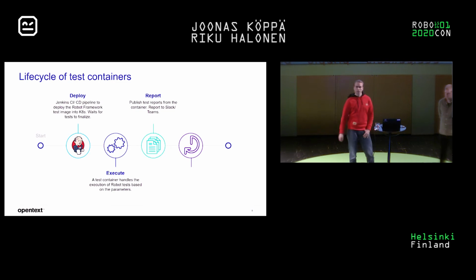Once the tests have been run to completion, the custom test runner will publish the test reports from the container to our QA reporter, and it will also report to Slack and Teams as described before. The final thing the test container does, it notifies back to Jenkins saying, okay, tests passed, you may continue the pipeline, or tests failed, please abort the pipeline.